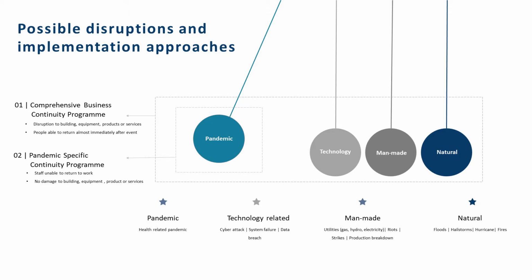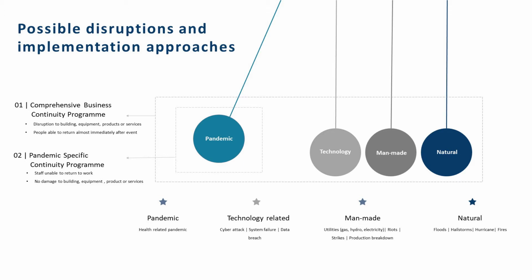Historically, when looking at business continuity, one would look at technology, man-made or natural types of disasters or disruptions to business. And the focus on planning for the disruption was around those. Then came 2020, and the pandemic became the biggest disruption of all, literally disrupting the entire world. And in many cases, the business continuity program didn't handle this type of disruption. The type of disruption where there was no damage to buildings or systems that were brought down, but it was really about staff being unable to return to work.